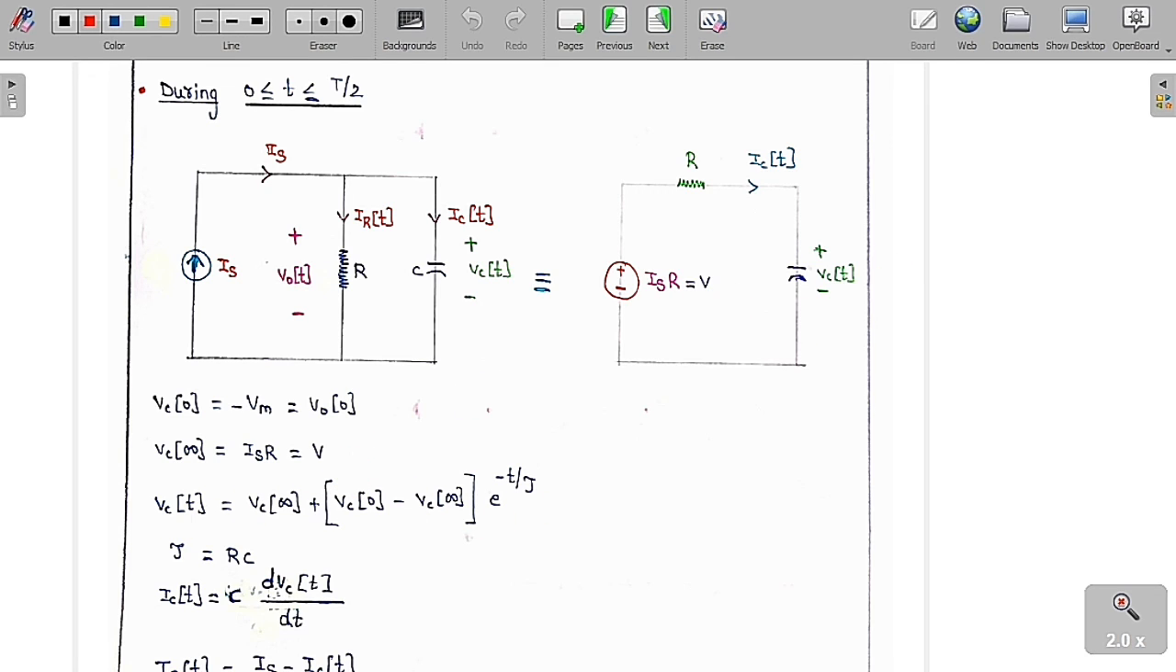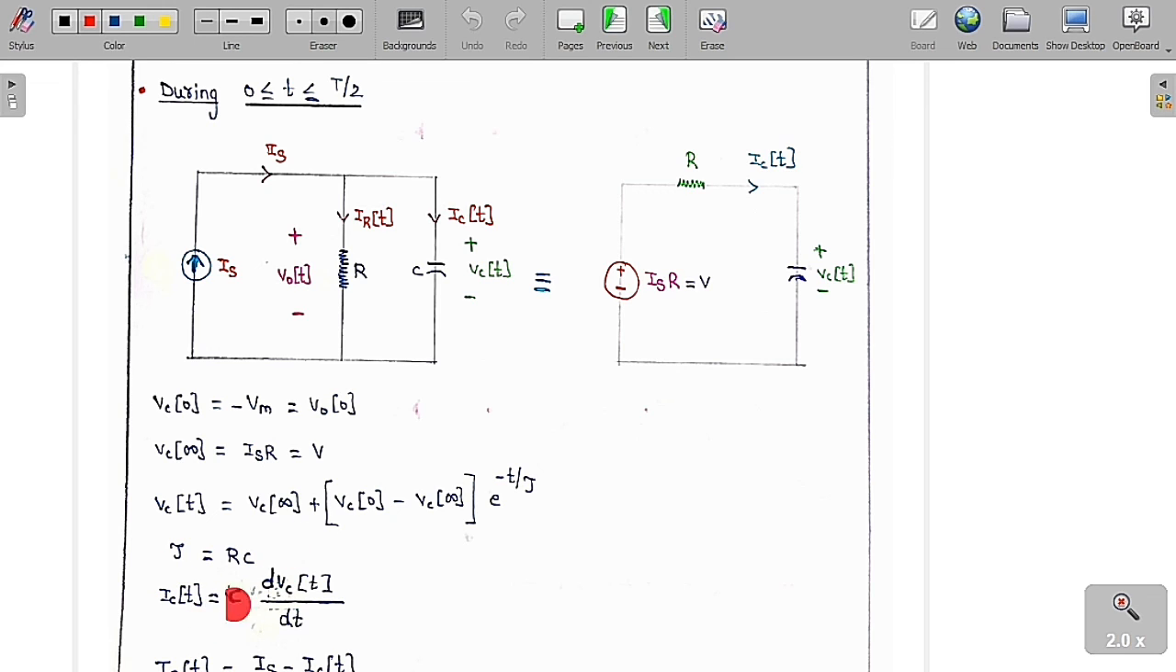Now I am going to apply the formula Vc of t is equal to Vc of infinity plus Vc of 0 minus Vc of infinity into e to the power of minus t by tau. Vc of infinity is equal to Is into R, which is equal to V, and Vc of 0 is equal to minus Vm, and tau is equal to R into C.